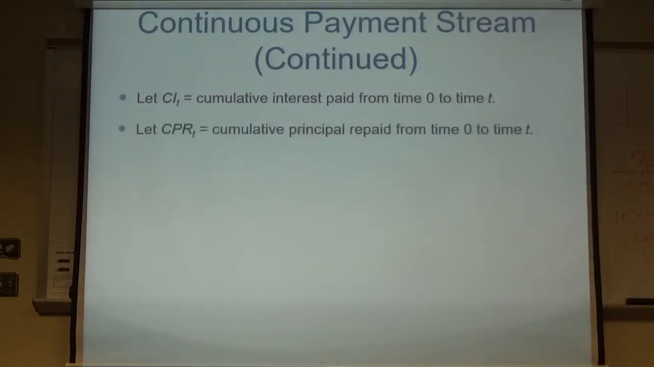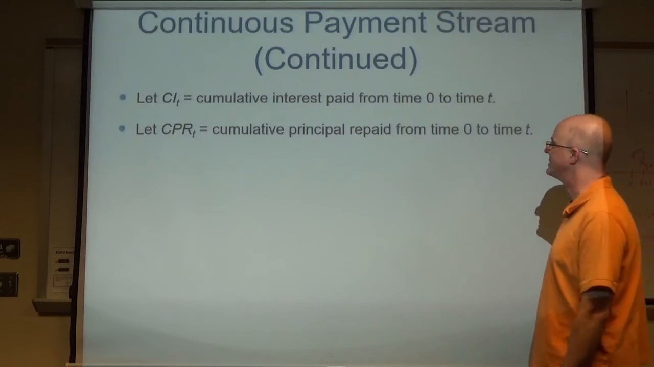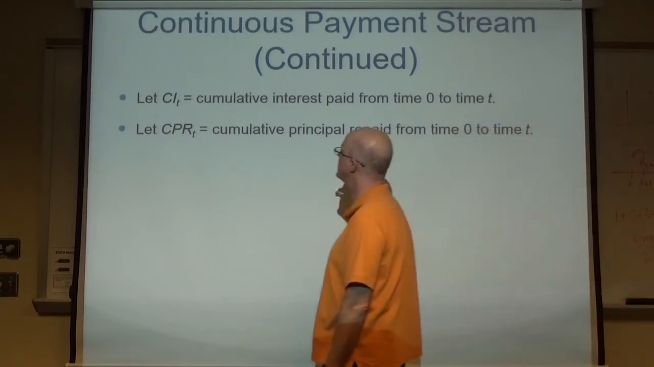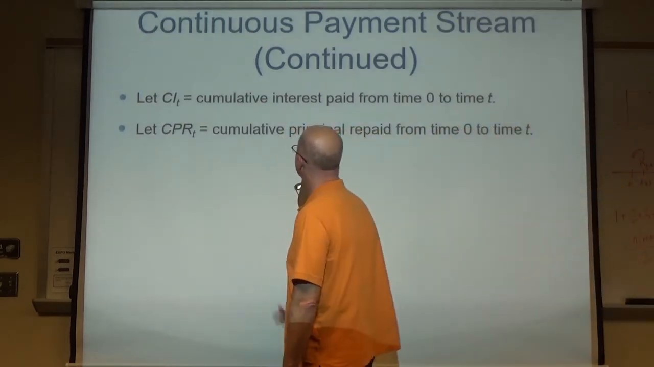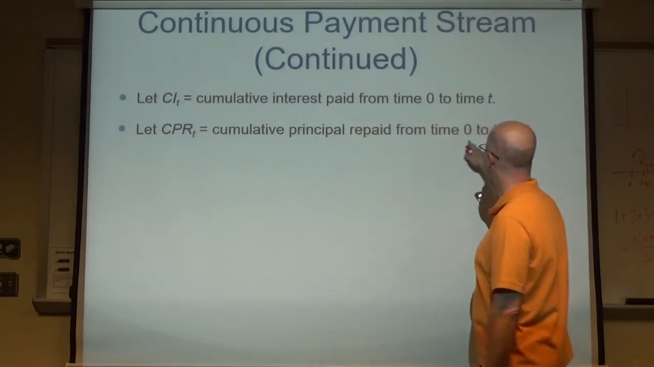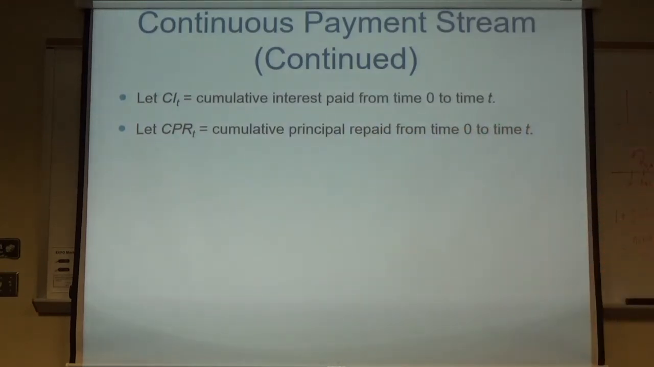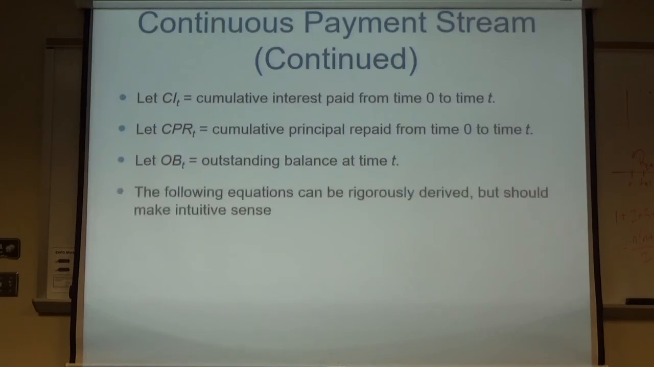You have CPRt, or maybe just CPT for short, and in fact in one of the problem-solving videos I just called it CPT. Cumulative principal repaid from time 0 to time t. We'll look at graphs of these things here in a minute. OBT is your outstanding balance at time t. The following equations can be rigorously derived, but should make some intuitive sense.